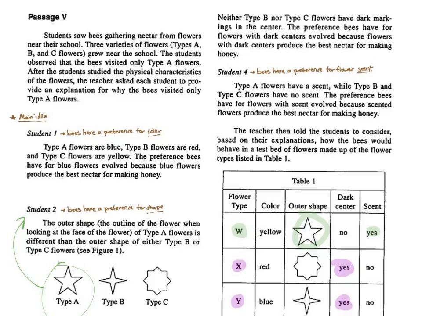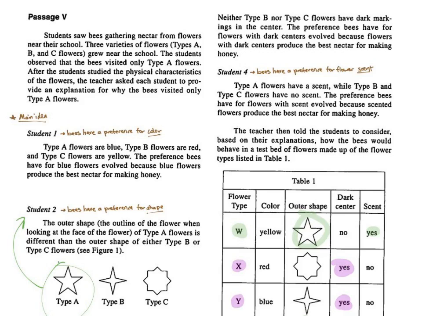This fifth passage is a conflicting viewpoints passage. So you're going to have 4 students that have a different viewpoint. The scenario is that there are 3 types of flowers, A, B, and C, at their school, and they notice that the bees only visit type A flowers. So the students looked at the characteristics of those flowers and came up with some explanations as to why.